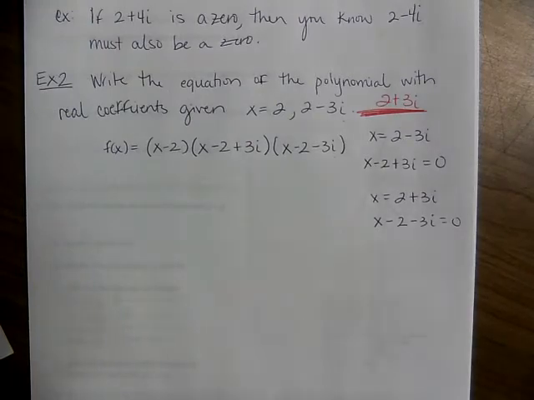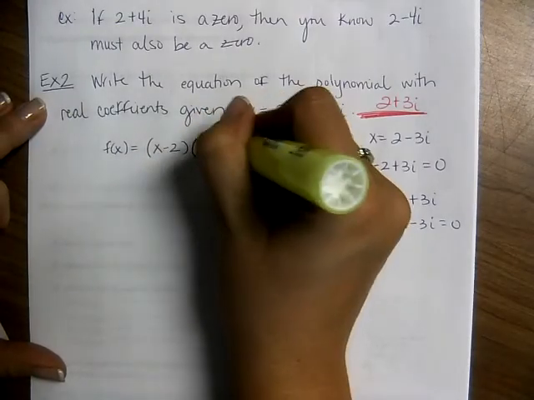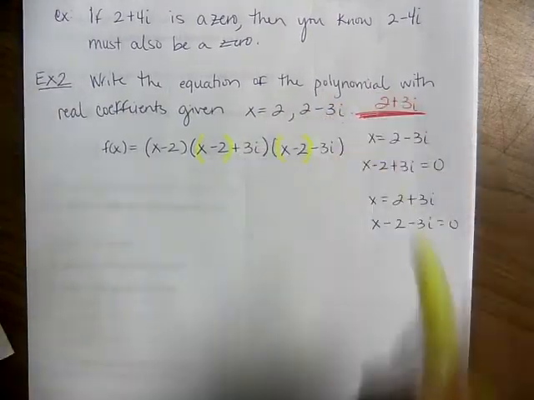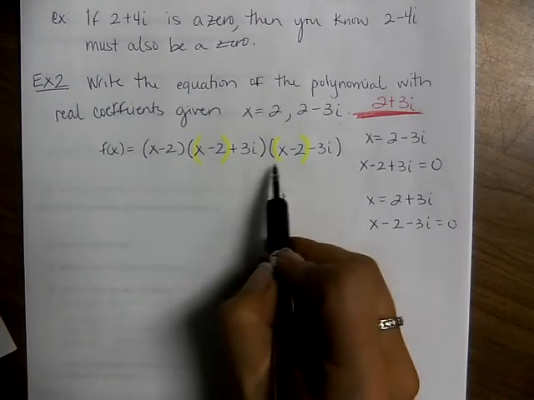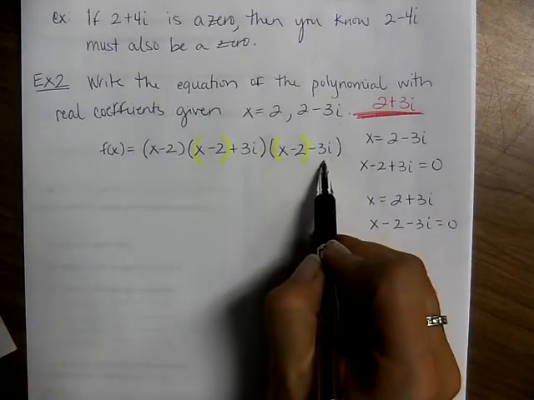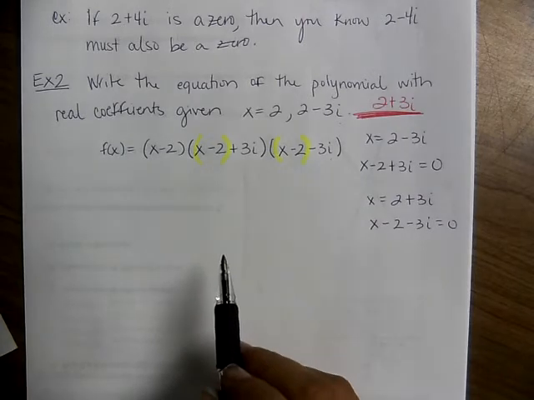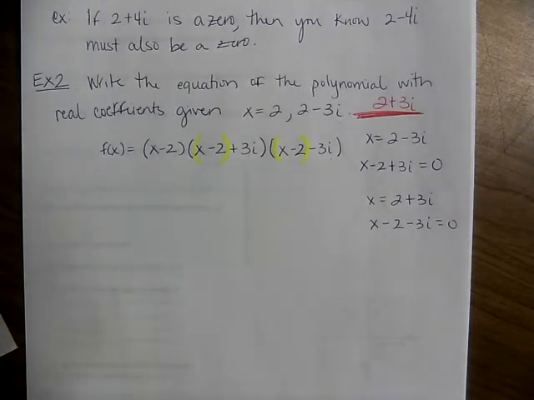But do you see that this x minus 2 and this x minus 2 can get grouped together? And then what happens is you have the same first and last term, and they have opposite signs. So a difference of perfect squares is created here. Those middle terms will cancel, which makes this so much quicker and easier to deal with. So I'm going to show you that.